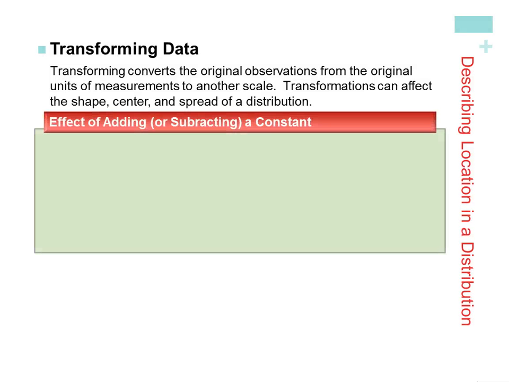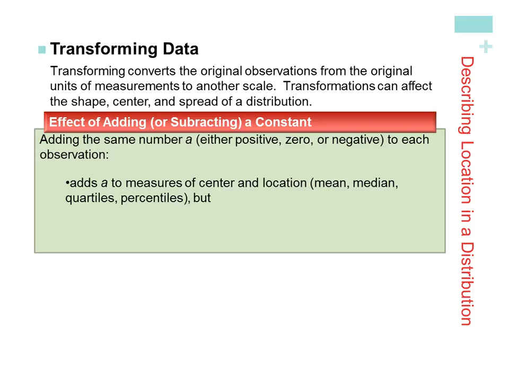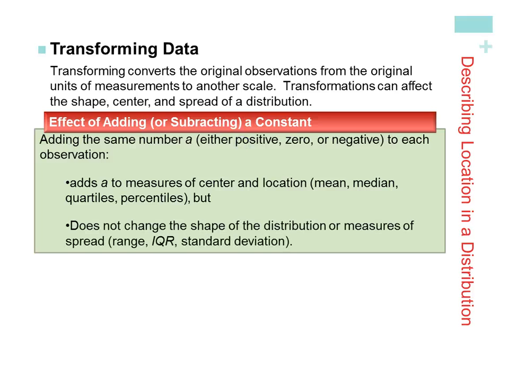Transformations can affect the shape, center, and spread of a distribution. Effect of adding a constant, we just saw, right? Adding the same number, either positive, 0, or negative, to each observation adds that same number to the measures of center and location. So mean, median, quartiles, and percentiles, okay? But it does not change the shape of the distribution or measures of spread. Like I said, the location, don't get confused by that. The value of your median and quartiles will change, as well as your percentiles, but not which individual. Okay, there's a difference between those two.